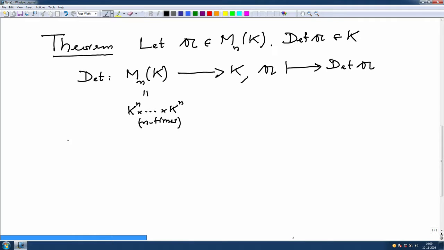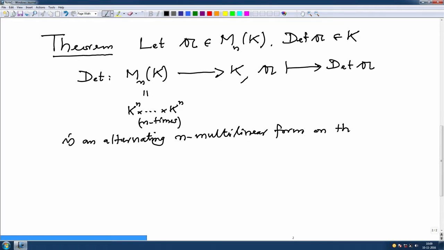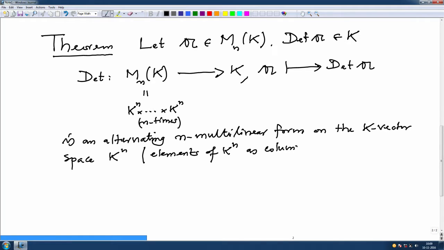So with that, this is an alternating n multilinear form on the K vector space K power n. And you should remember here that elements of K power n we are thinking of as column vectors. So this is what we proved earlier.